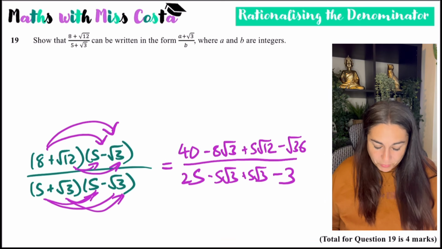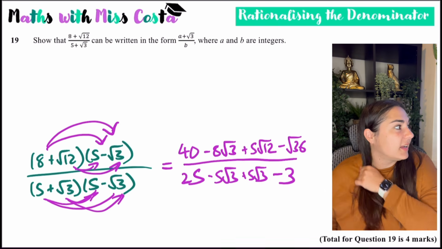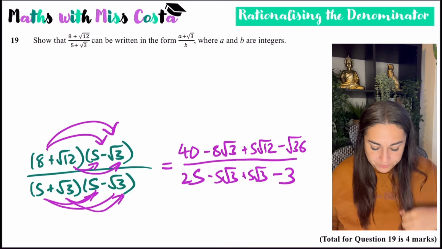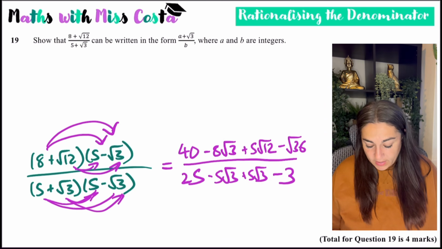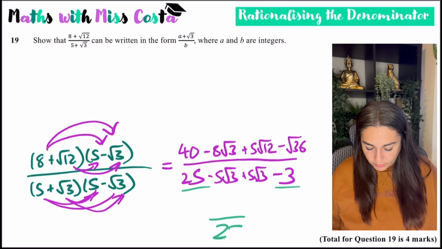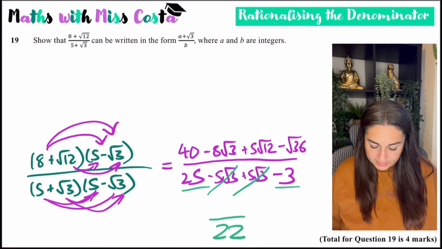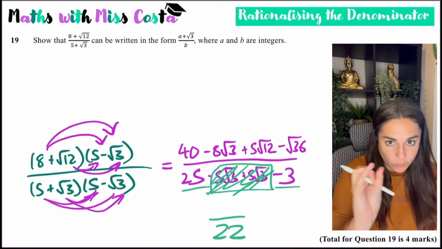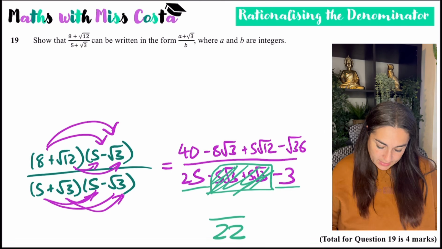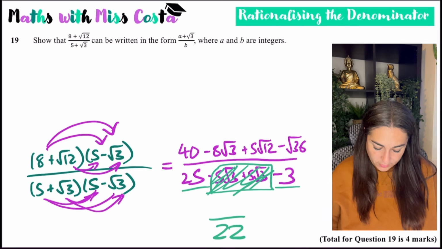Okay, now already I can see a common misconception that might happen. So first of all, let's simplify the denominator. So 25 minus 3 is what your denominator would end up being, which is 22, because minus 5 root 3 plus 5 root 3, they cancel each other out. That's the whole point of rationalizing the denominator. The middle 2 terms are always going to cancel each other out.